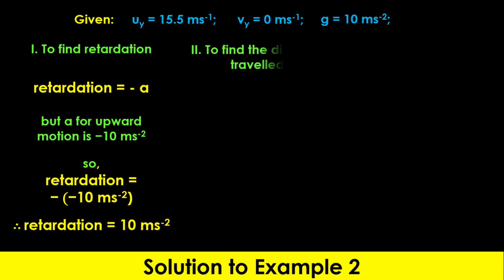The distance traveled before it comes to rest momentarily at the top of its motion is the same as the maximum height attained. Since we know the values of u, v, and g, we will make use of the equation that connects the three parameters to h for the upward motion, which is Vy squared equals uy squared minus 2gh. Substituting the values and solving for h, we will obtain 12.01 meters as shown.